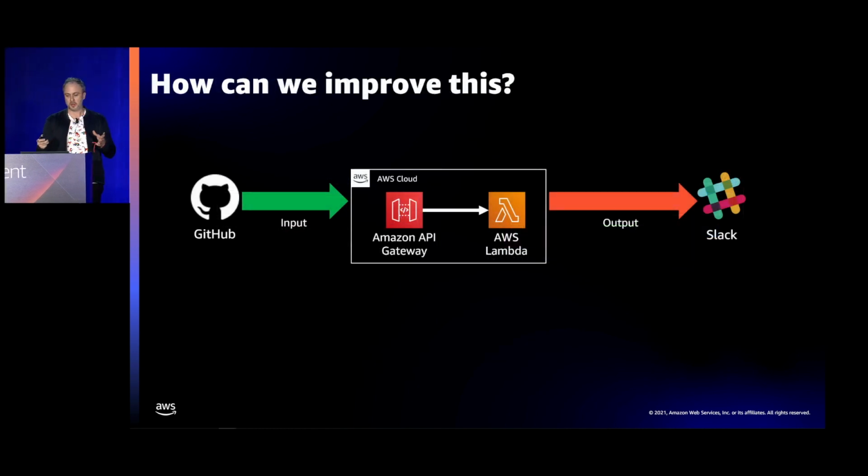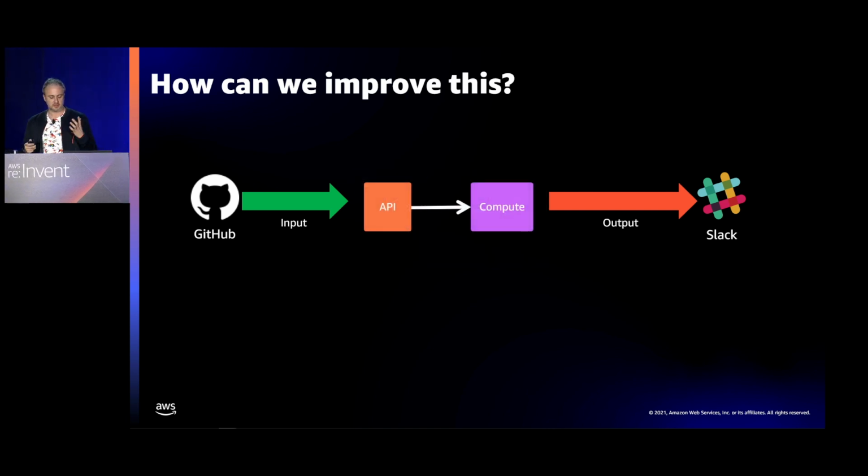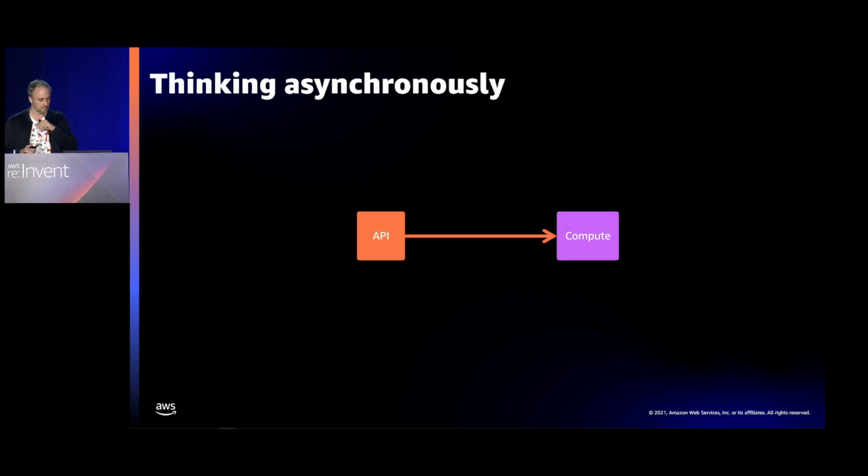Okay, so back to this. How can we improve this example? Let's take away Slack and GitHub. Let's take away the services first, so we're left with the components of our application, API and compute. All web applications pretty much will have that. Then we'll take away Slack and GitHub. So this is what we're left with.